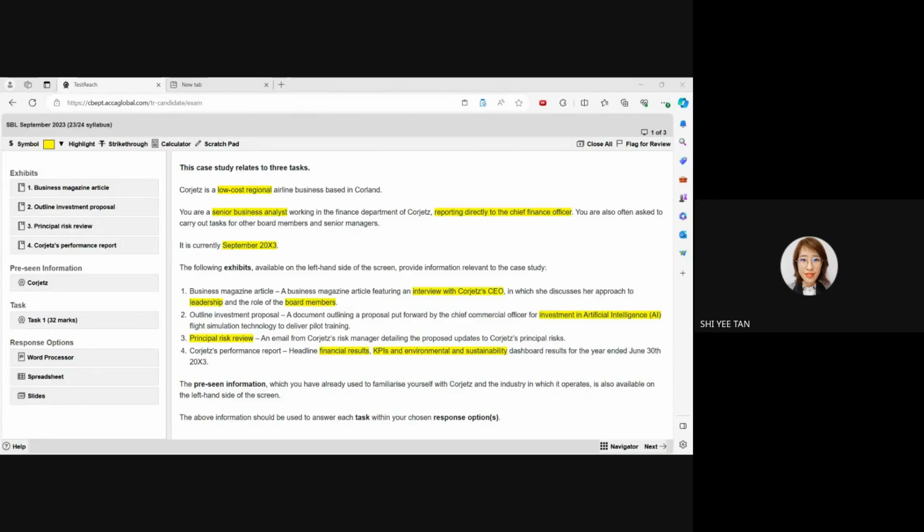So this is the window. Basically, this is a window. This morning, I already demonstrated to you how to view this window. Basically, you will see exactly the same thing when you go to the exam hall.